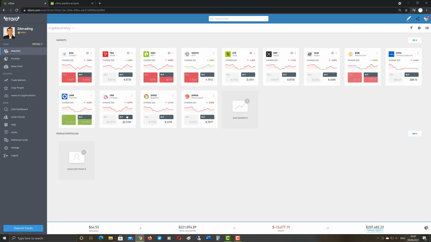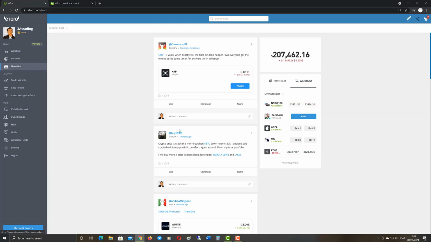So that aside, moving back, a watch list is essentially a list of things that you want to watch or are invested in and want to keep track of. It's a great way to track people that you want to invest in or copy. There are a number of things here on the left-hand side. You can see the watch list. Portfolio is where the stocks you've invested in appear. News feed gives you the latest news in the market and people commenting on stocks or things they've invested in.